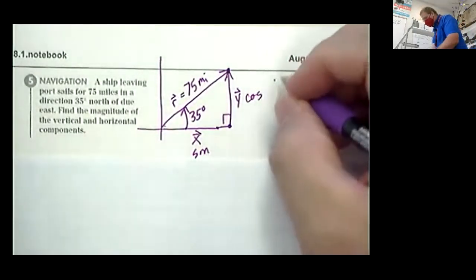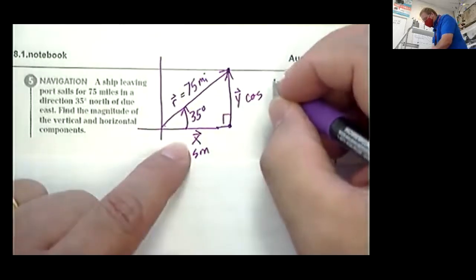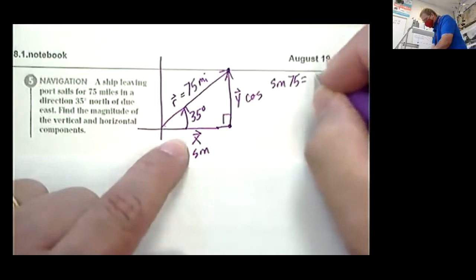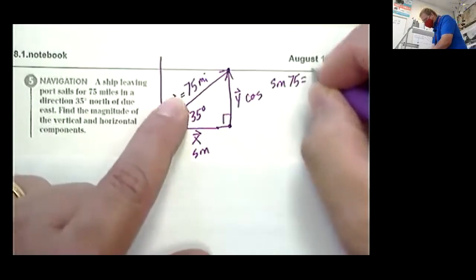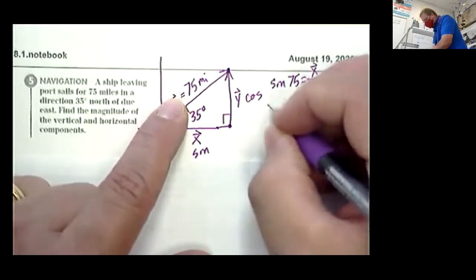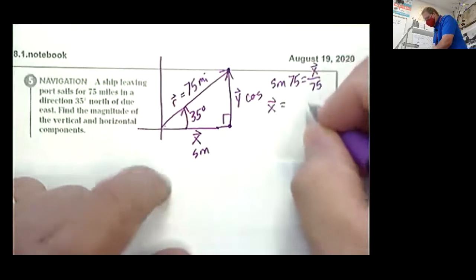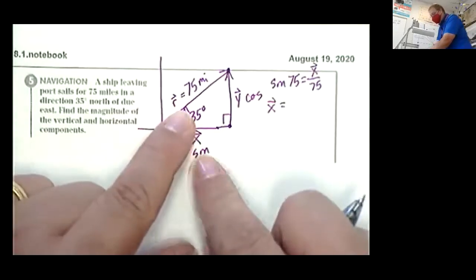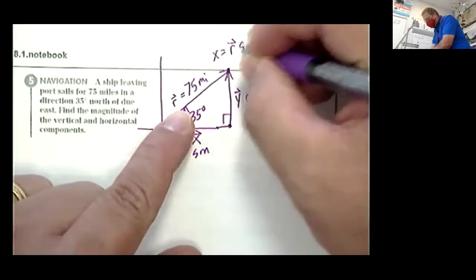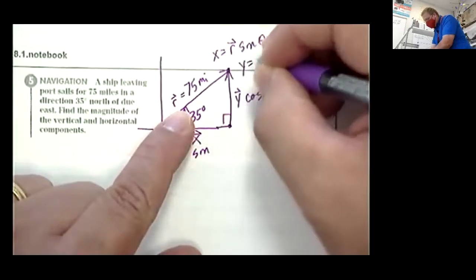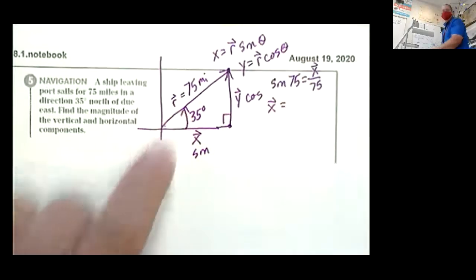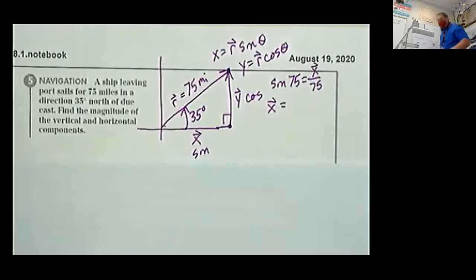So what do we know? The sine of 75 is equal to our vector x over the hypotenuse, right? That's just the definition of sine. And therefore we get our formula. The x vector will actually always be the resultant. X is always the resultant vector times the sine of theta. Y then is always the resultant vector times cosine of theta. And we'll see that play out throughout the rest of this chapter as well.